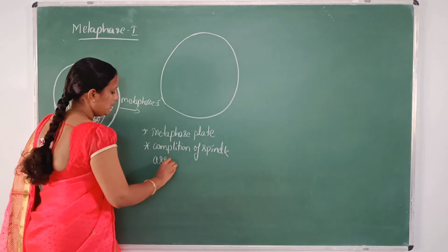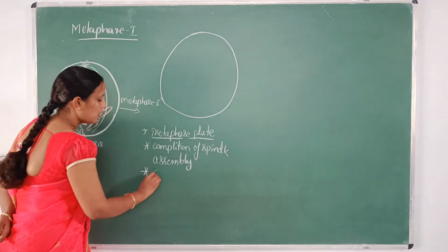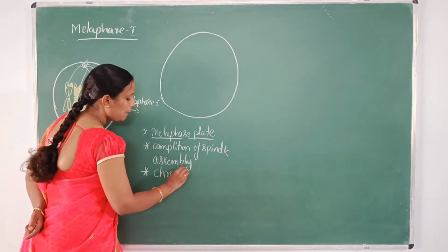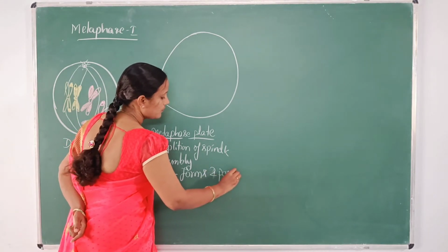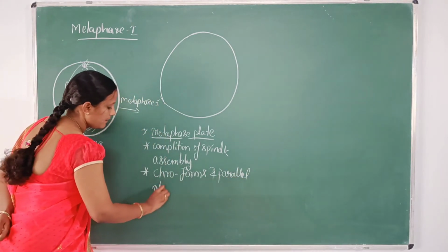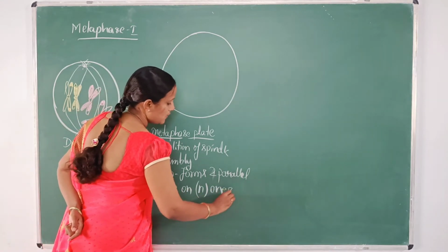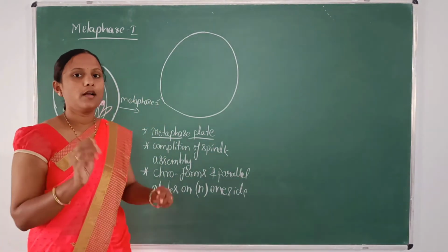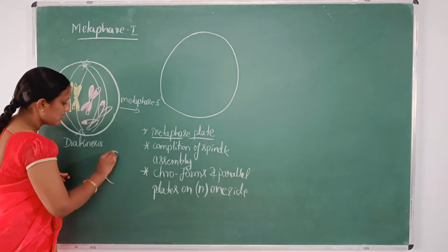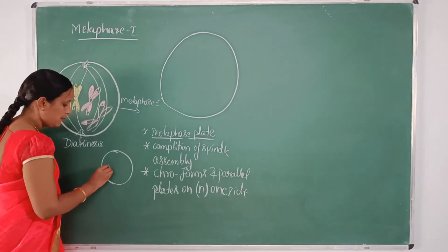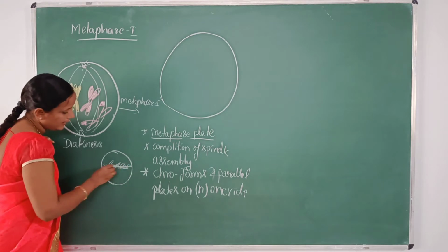Spindle assembly is complete, and during the metaphase plate formation, the chromosomes form two parallel plates, n chromosomes on one side. Normally, as we have studied from mitosis, all the chromosomes align in a center plate like this. I am discussing mitosis. All the chromosomes will align in a metaphase plate, whatever the number of chromosomes present, in a single line.